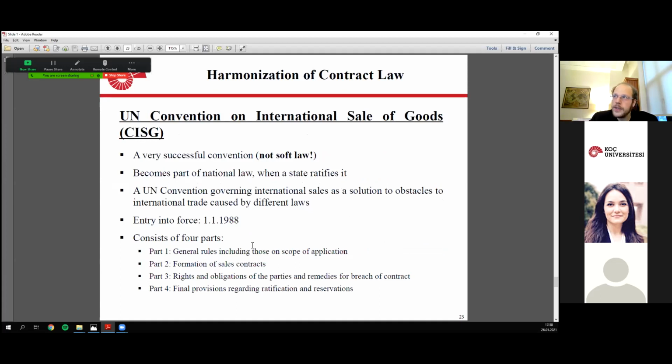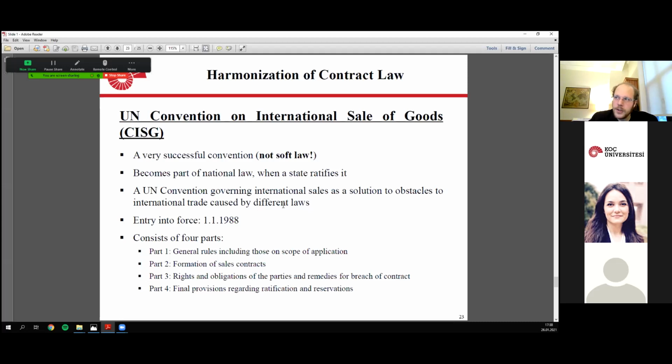Lastly, the UN Convention on International Sale of Goods, the CISG. This is perhaps the most important and the most successful international instrument with regard to contract law. The first reason is it's not soft law. So this is an international convention, and parties to this convention, once they ratify the convention, the rules of the CISG become part of national law.